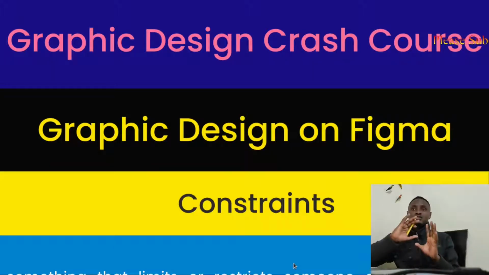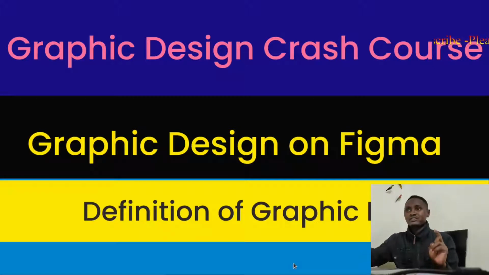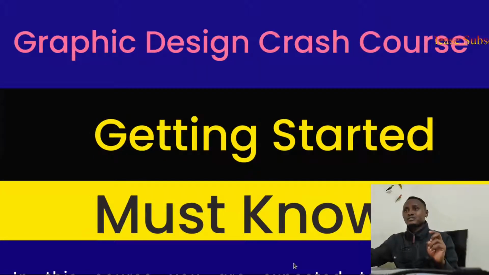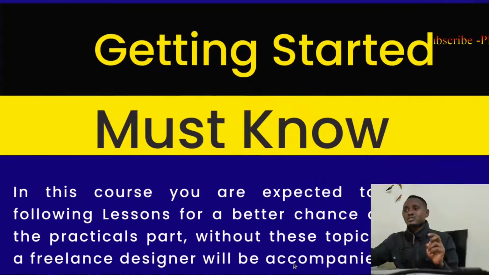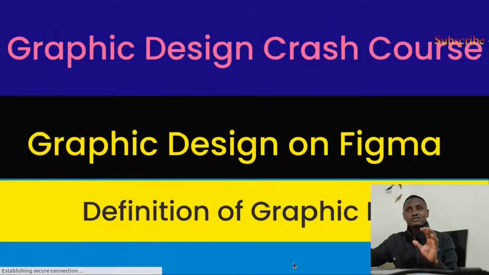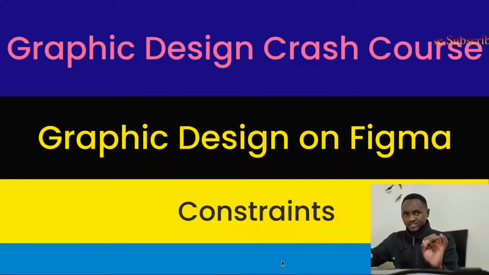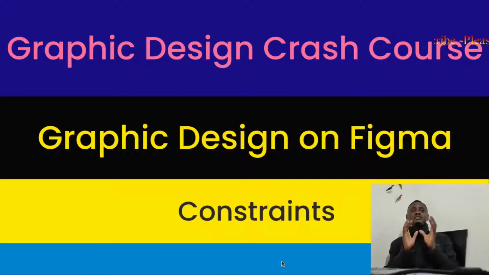So today I want to talk less. I want to talk about those two things. I want you to understand them and to easily put them in your mind. Simplicity, and we talked about constraints. So in the previous topics we talked about the definition of graphic design, and we also talked about what you must know. So when we talked about what we must know, we talked of so many things, but today I wanted us to have a look at simplicity and constraints.